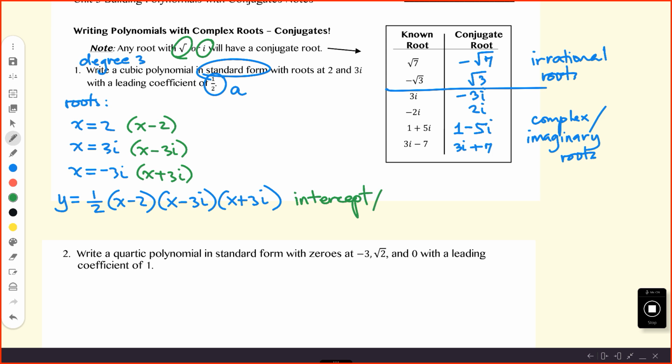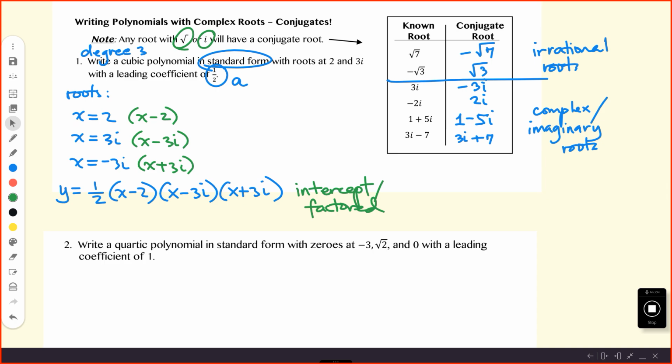Or this is your factored form. But what is asked in the problem is to write it in standard form. So we're working backwards. We have this, and we're going to create our equation. What we can do first is multiply the last 2, and then once we have the product, we multiply it by x minus 2, and then by 1/2. So I can write this here: y equals 1/2 times x minus 2.